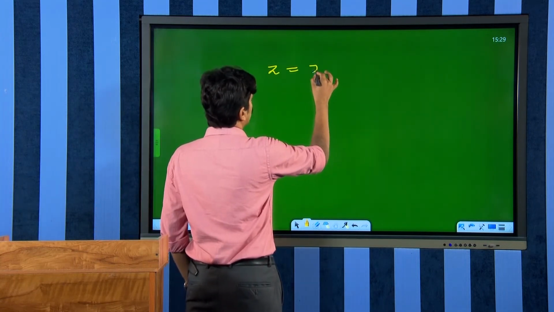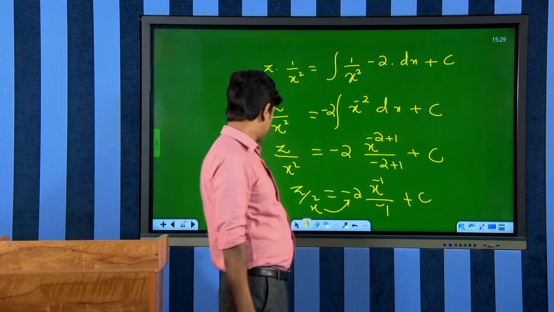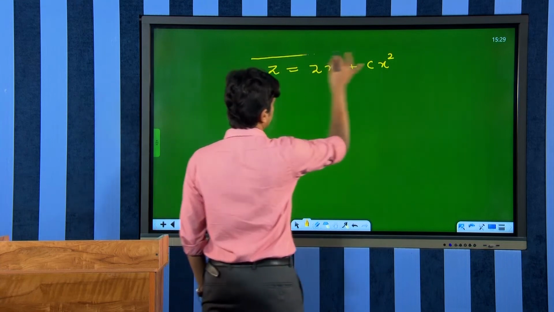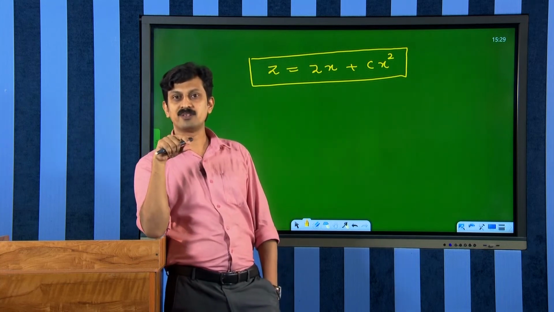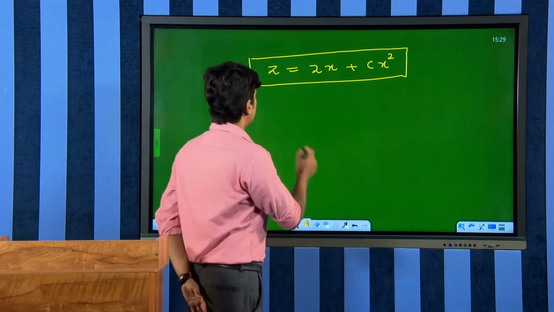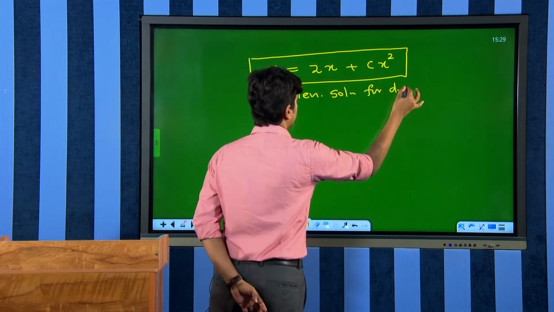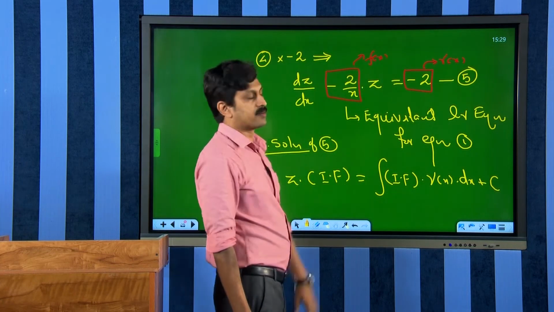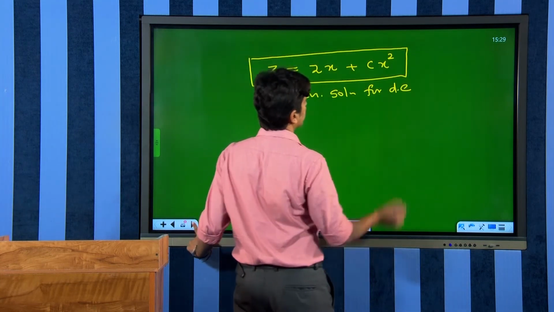So 2x plus cx square. This is the general solution. If it is an initial value problem, we are able to find the particular value for c, and in that case we will get a particular solution. But here this is the general solution for the differential equation in z, that is equation number 5. So this is the general solution for the differential equation 5.